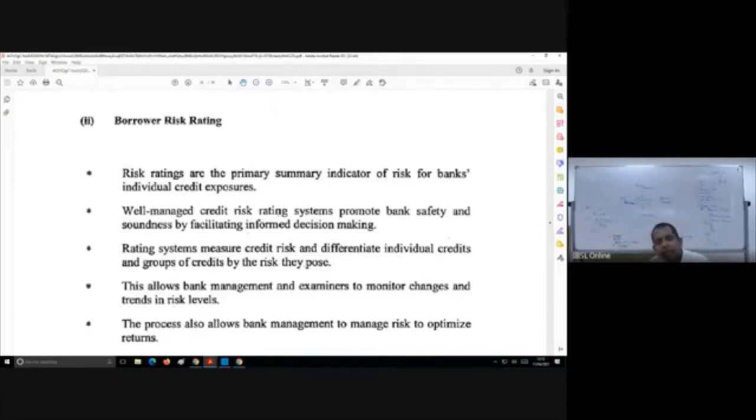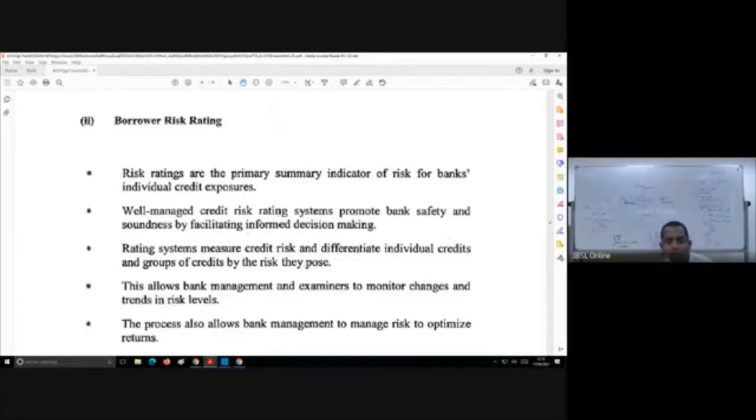Risk rating system measures credit risk and differentiates individual credits and groups of credits by the risk they possess. A group of customers with A, a group of customers with AAA. This allows bank management and examiners to monitor changes and trends in risk levels. Top management will look at the change in risk levels. CBSL bank supervision will look at the changes in risk profile.